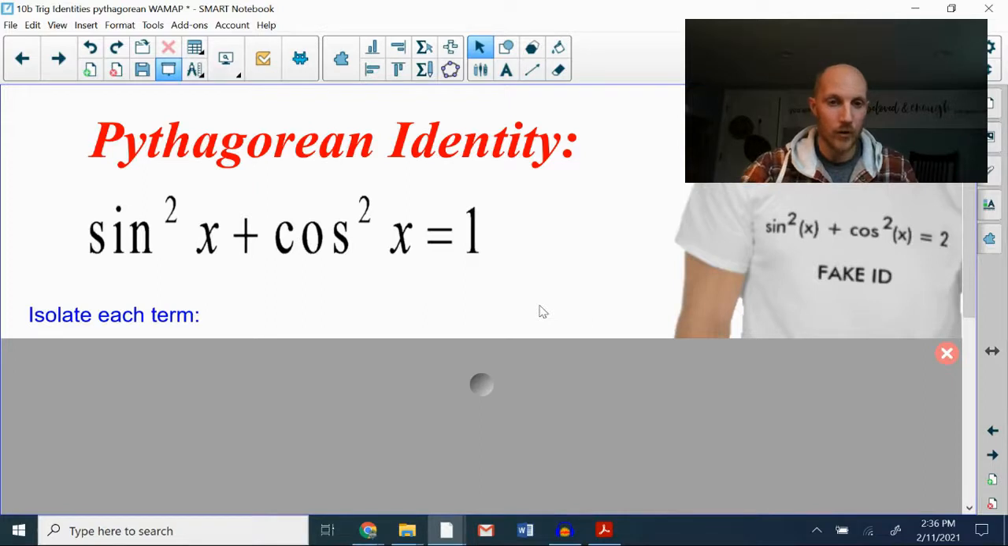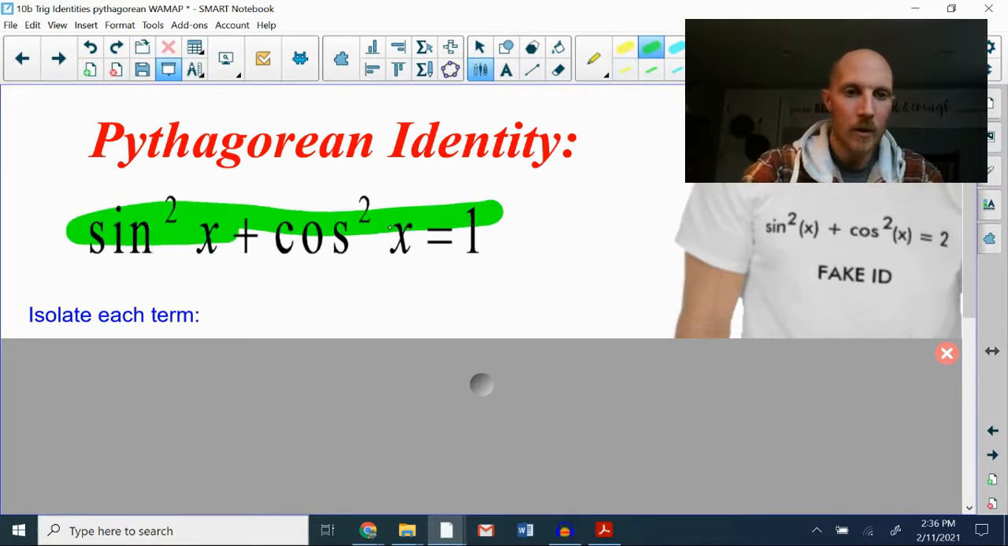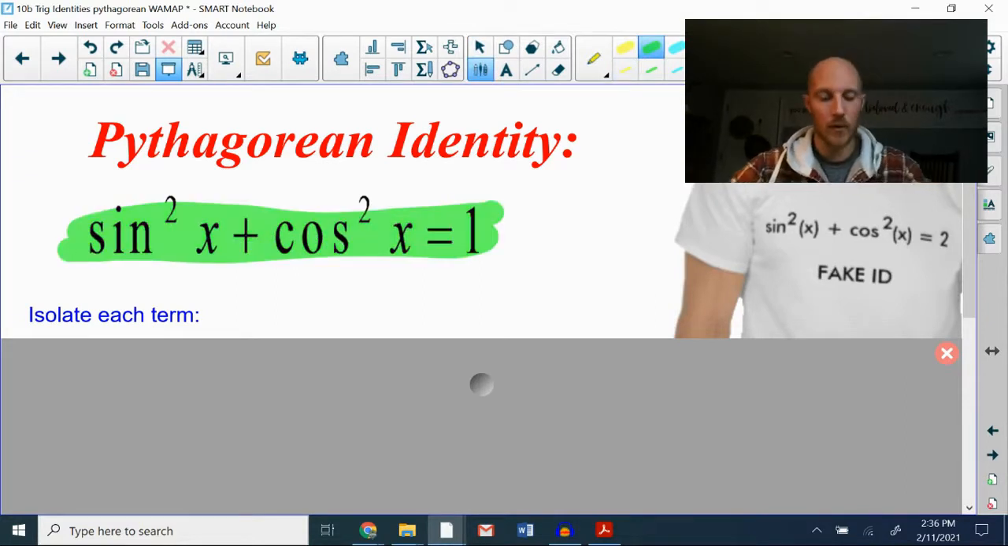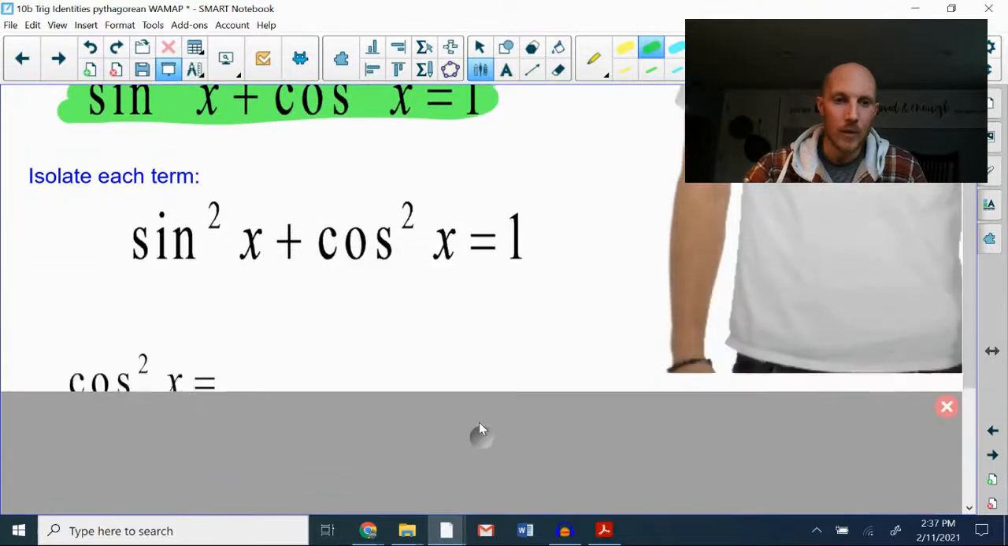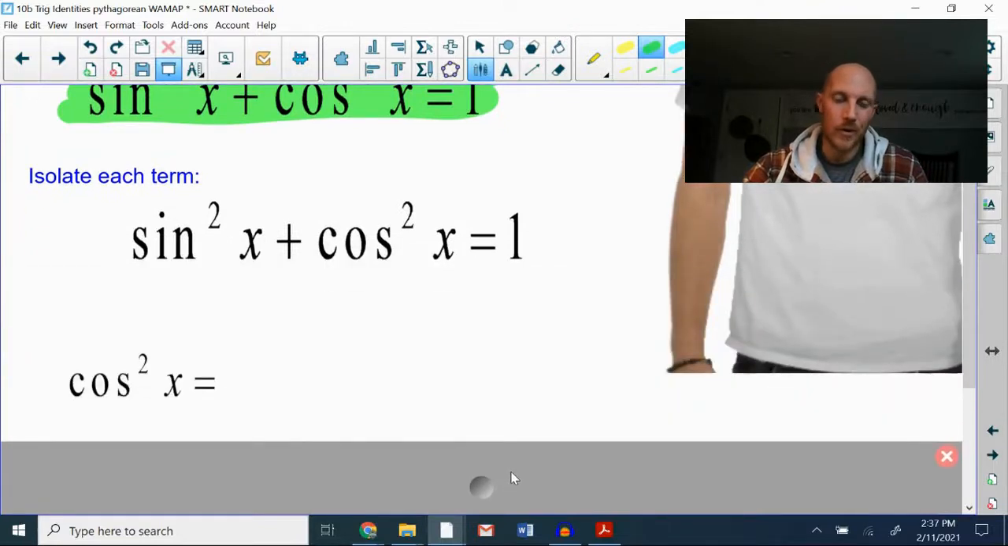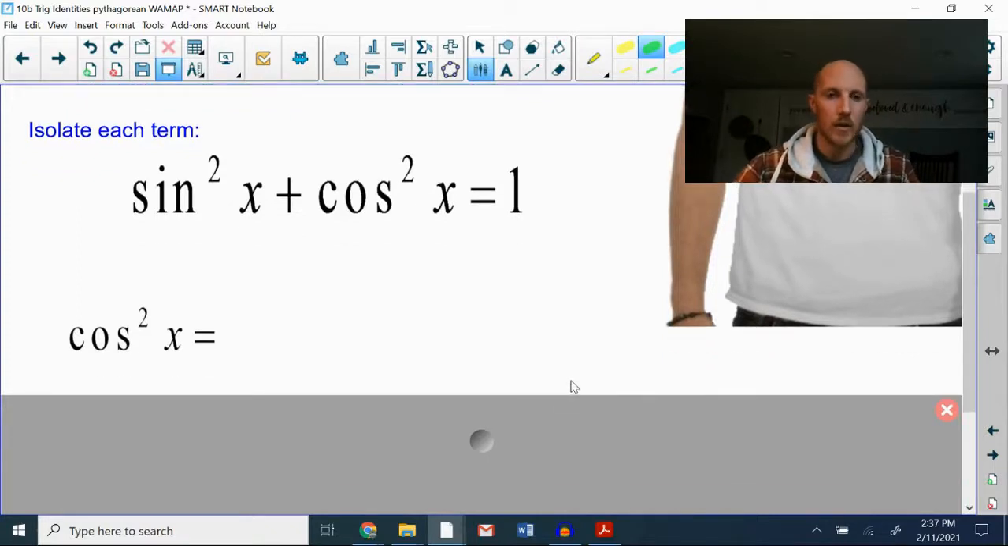The original equation here already has 1 isolated. It's all by itself on one side of the equal sign. So let's highlight this in green. We'll keep track of our final versions here in green. And then we've got a choice of what to do next. We could either get sine squared of x by itself or cosine squared of x by itself. I chose, because I already wrote it down, to get cosine squared of x by itself. So I just copied that same identity down again.